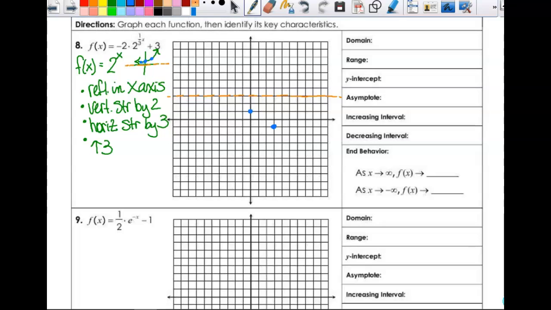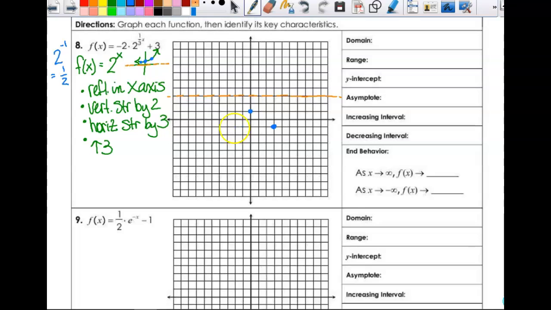What's 2 to the -1 power? 1/2. 2 to the -1 equals 1/2. So I would go to -1, 1/2. I'm right here. I reflect in the x-axis. I'm right here. Vertical stretch by 2. Current y value is -1/2. I multiply it by 2. I get -1.